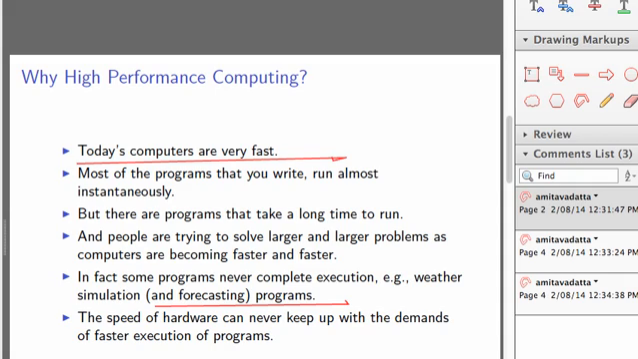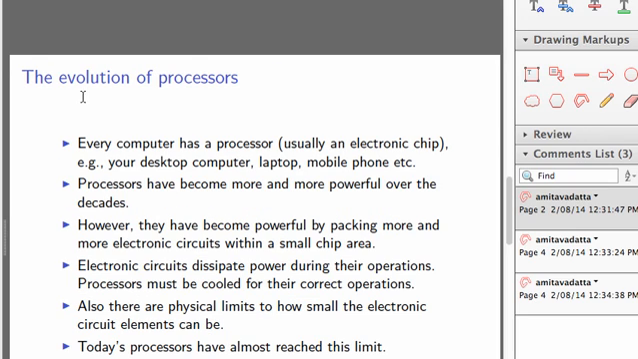So one of the things which we can admit or accept is that even though the speed of hardware is improving, and computers are very fast, hardware is never able to keep up with the demands of faster execution of programs. And hence, we have to look at different ways of improving the performance of our programs.